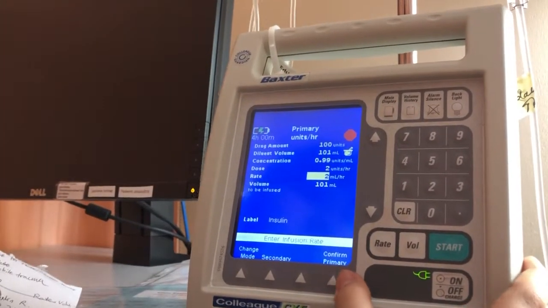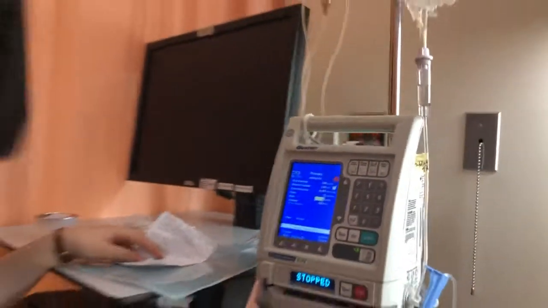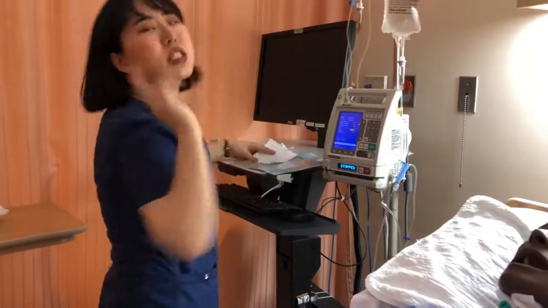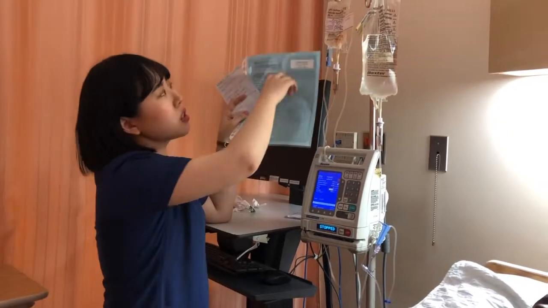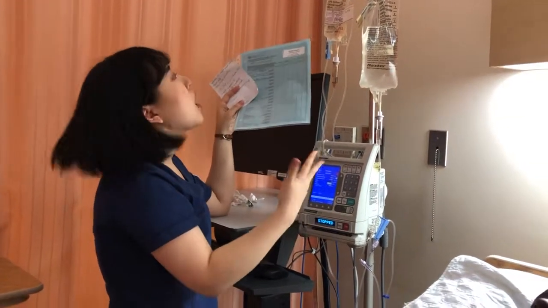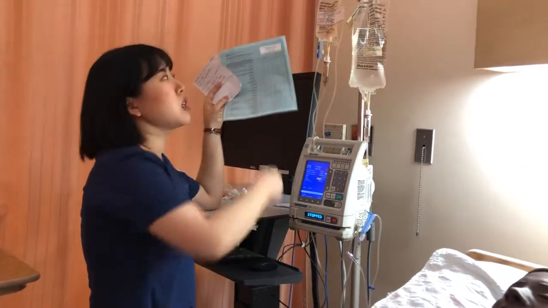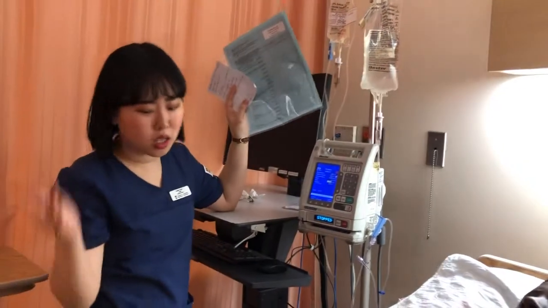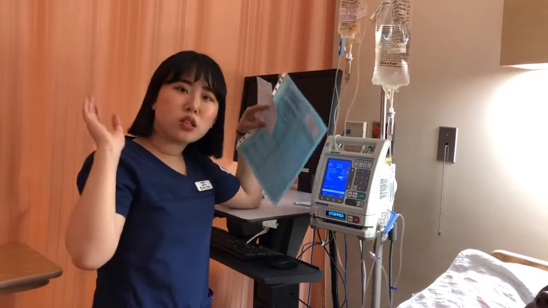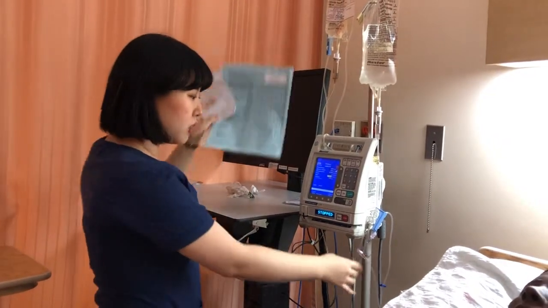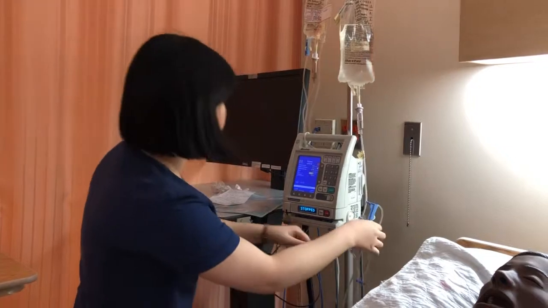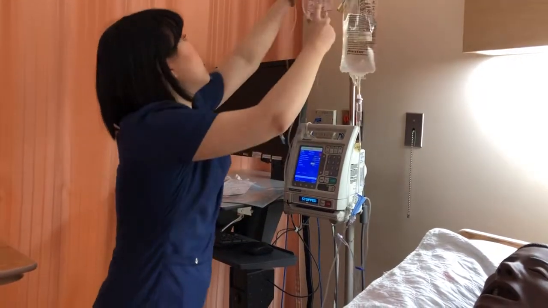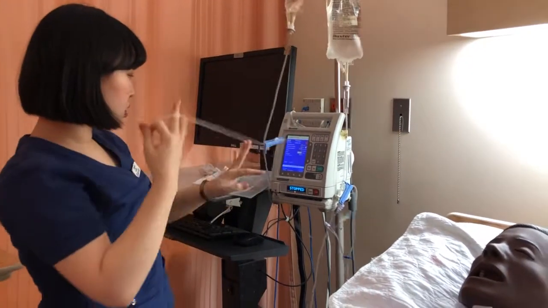And before I confirm primary, I'm going to get my second nurse to do my third medication check. So they're going to check all the 5 rights and right patient and the bag's integrity. So the third check is done. So I'm going to connect this insulin to the patient's IV site.